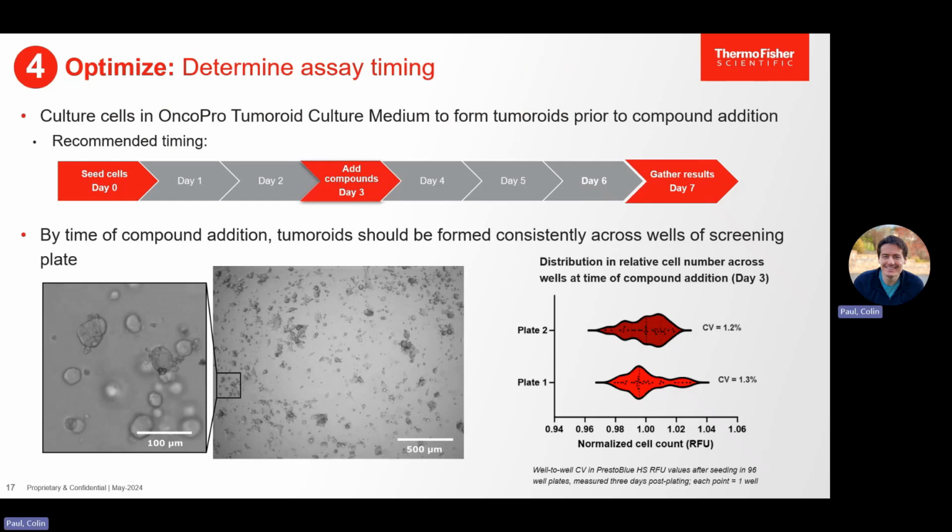Our typical timing involves seeding dissociated cells, culturing for 3 days to form tumoroids, and then incubating tumoroids with compounds from day 3 to day 7. Images of tumoroids at day 3, the time of compound addition, are shown here. At this time point, we observe low well-to-well variability across a given plate after following the cell seeding best practices discussed on the previous slide.